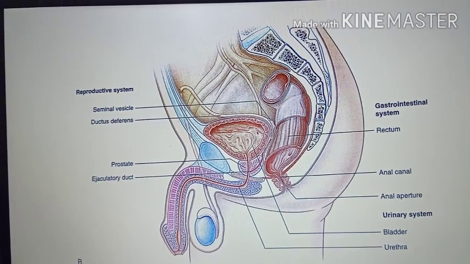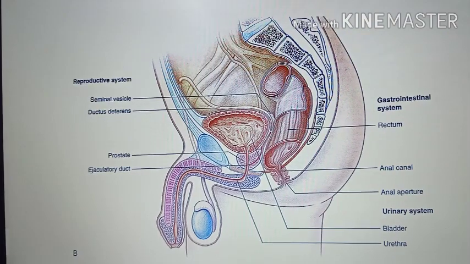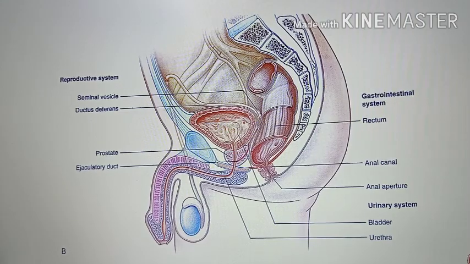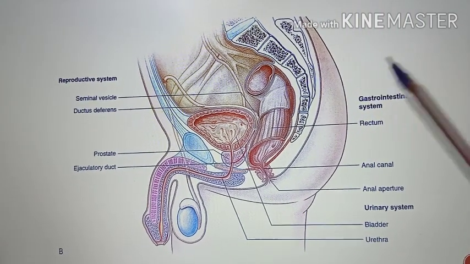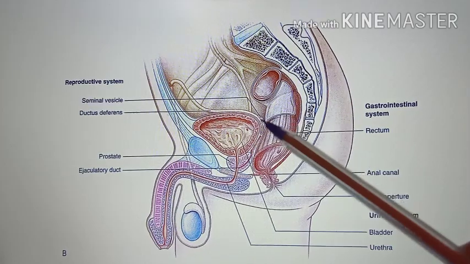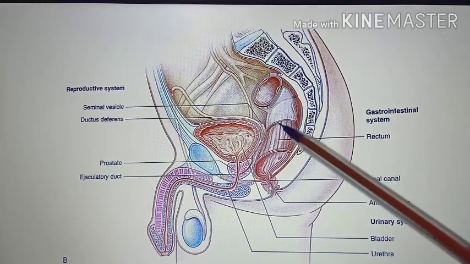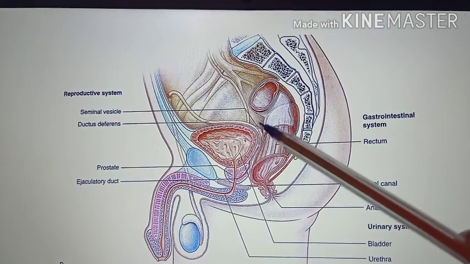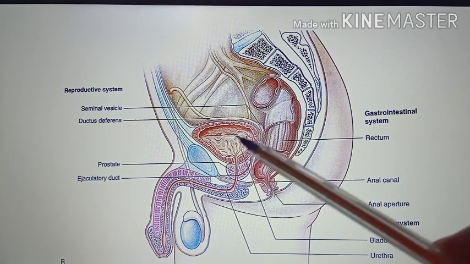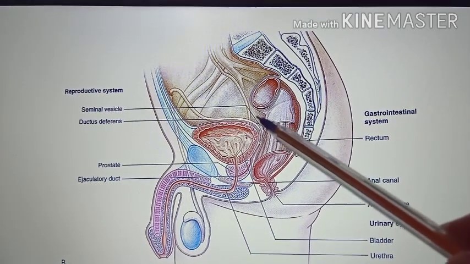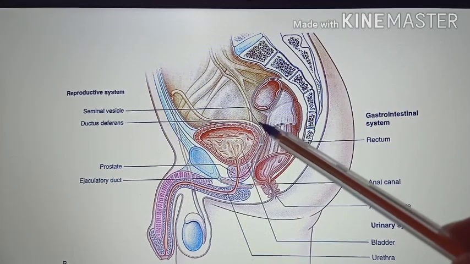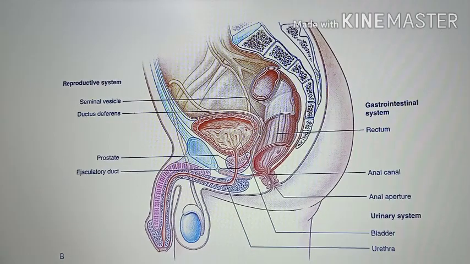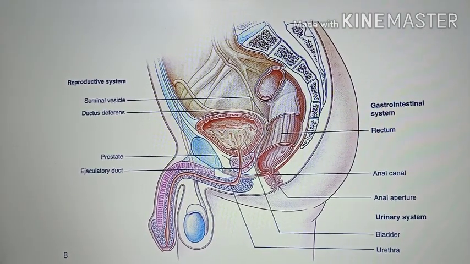Now coming to the visceral relations. In this picture you are seeing the male pelvis. So the anterior visceral relation of the rectum in males. If you see the upper 2/3 of the rectum, it is related anteriorly to the rectovesical pouch. Between the rectum and the urinary bladder, the pouch that is formed over here is the rectovesical pouch. Then it is also related to the coils of intestine as well as the sigmoid colon.